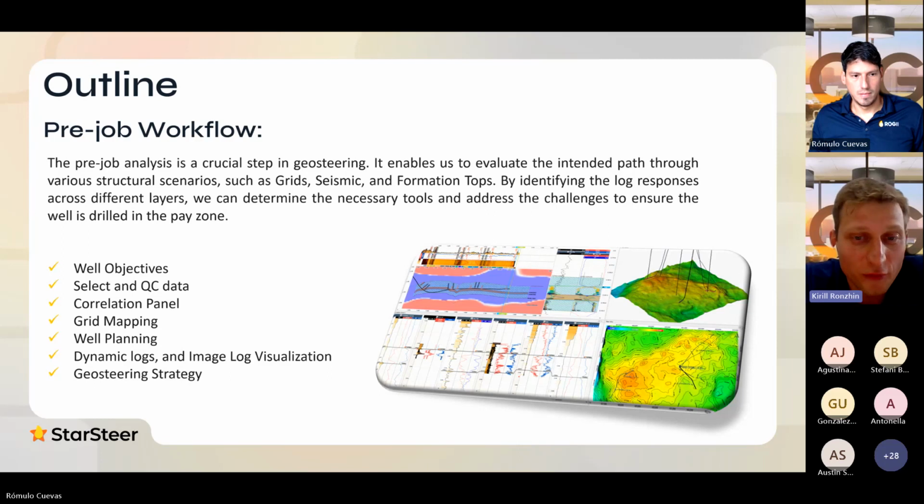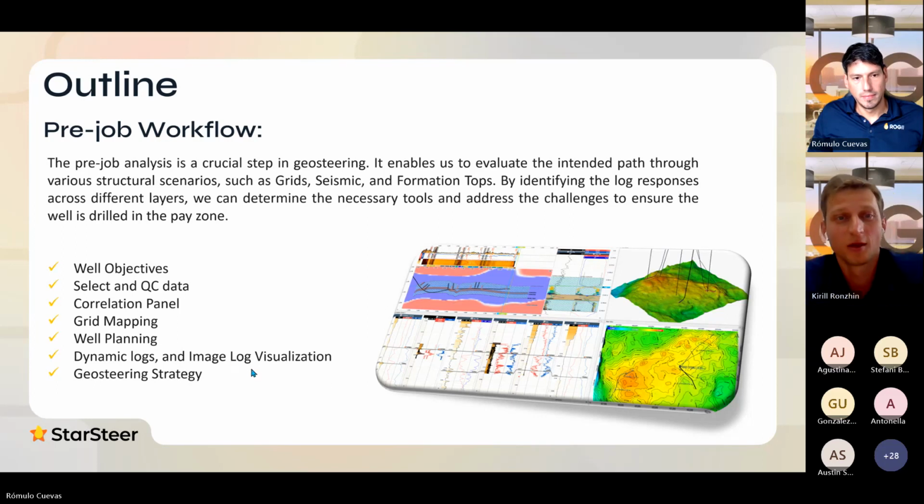And finally, of course, we agree on the strategies. In our team, we need to discuss and come up with some immediate actions. What if, let's say, we start cutting up stratigraphically or down, exiting through the roof or crossing a fault? These are all part of the pre-job, and that needs to be discussed.